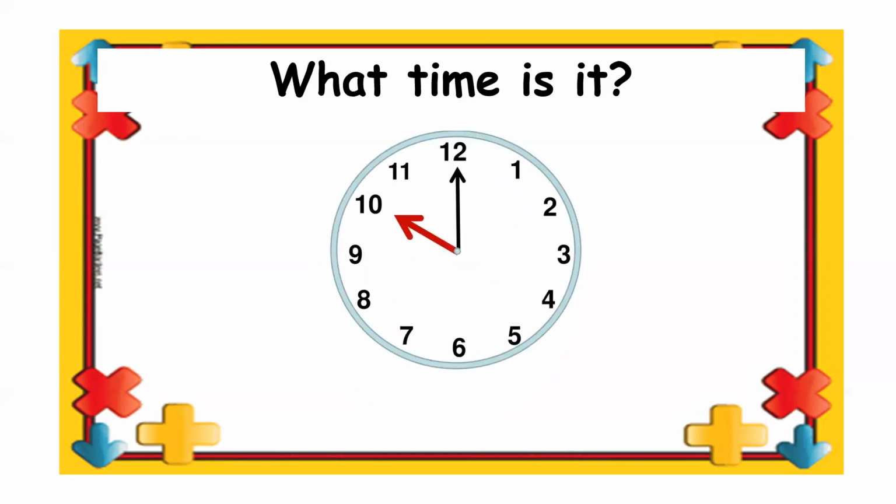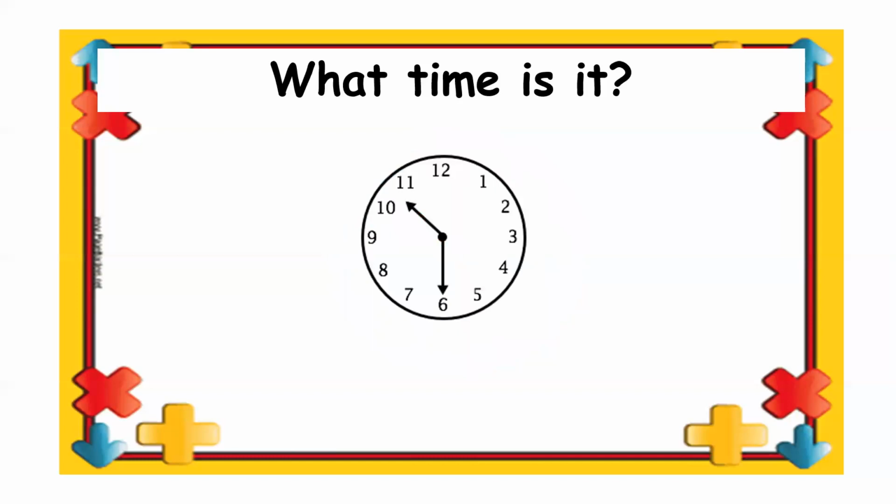Okay, so what time is it on this clock? Well done. It is 10 o'clock. Can you tell the time on this clock? You are correct. It is 10:30.